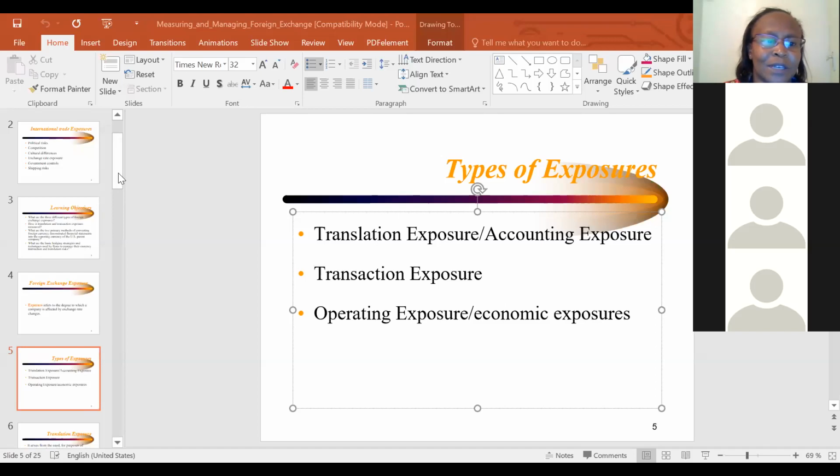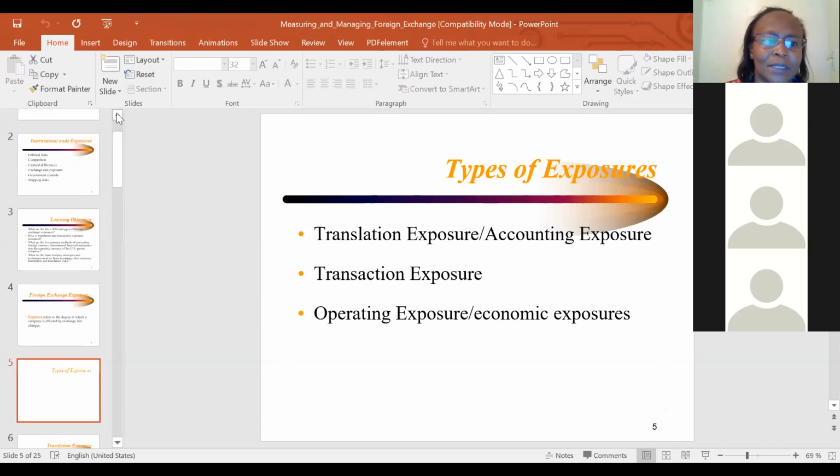So you have 3 types of exposures when it comes to exchange rate exposure. Hope everyone is able to see my screen.